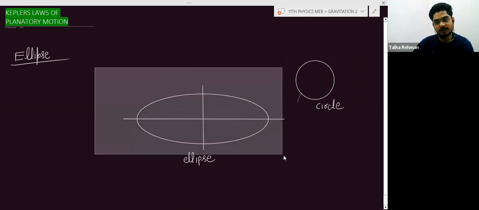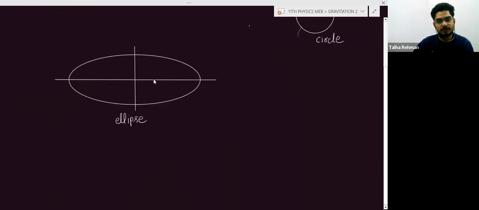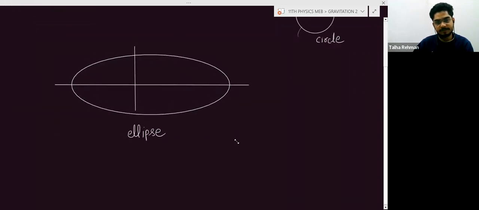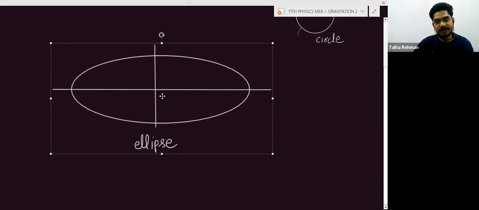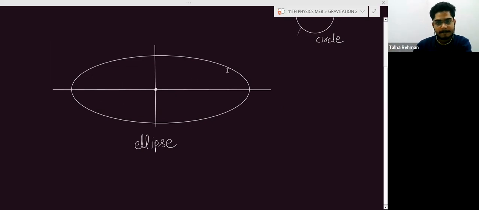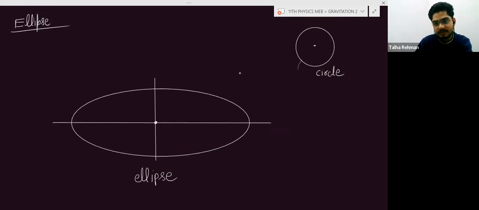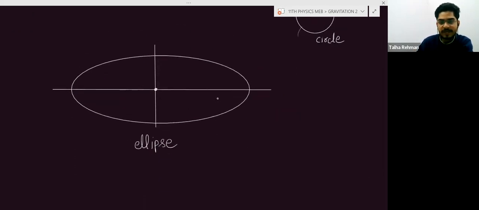So the focus of ours will be on the ellipse. This is the ellipse, and this is the center of the ellipse. Like the center of a circle is this, and this is the radius. But here the things are different. In the case of the ellipse, there are two focuses.